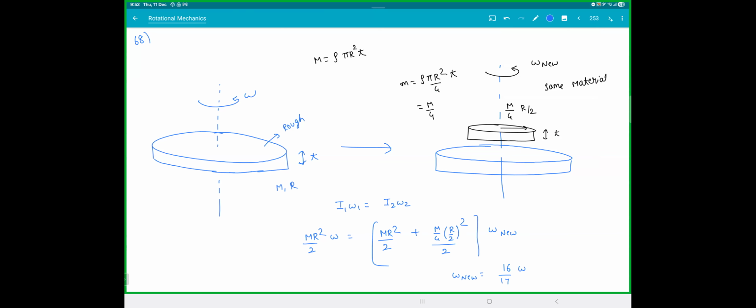Check. So when you put one more disk on top of it, you just have to add the moment of inertia. I1 omega 1 is equal to I1 plus I2 omega dash.